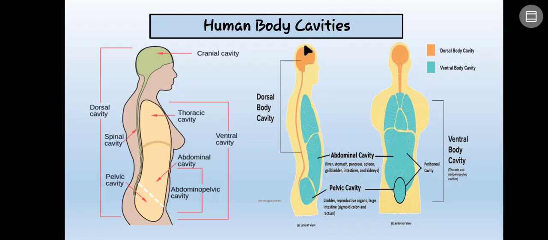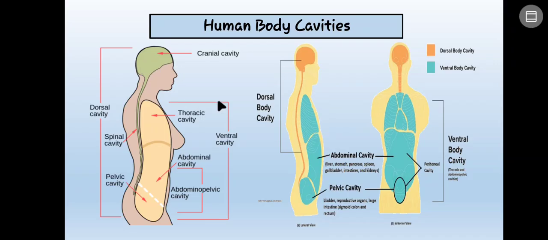So the dorsal cavity runs from the cranial cavity down to the spinal cavity. This is what we call the dorsal cavity, the part that is colored orange, from this side to this side. The cranial cavity and then the spinal cavity together form the dorsal cavity.